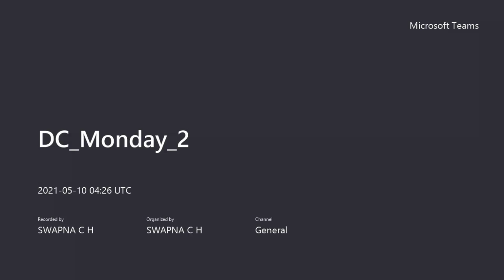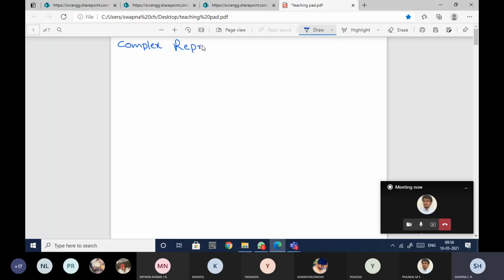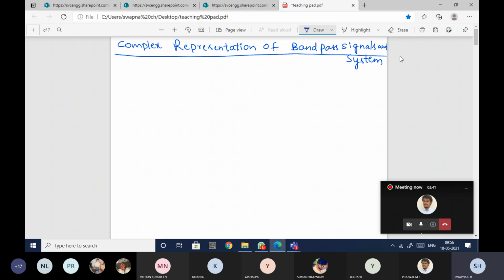It is nothing but complex representation of bandpass signals and systems. Okay, so if you just recall, we have seen how to represent the bandpass signal S of t in terms of the low pass signal. Okay, so this is the bandpass signal representation, and this is the low pass signal representation.